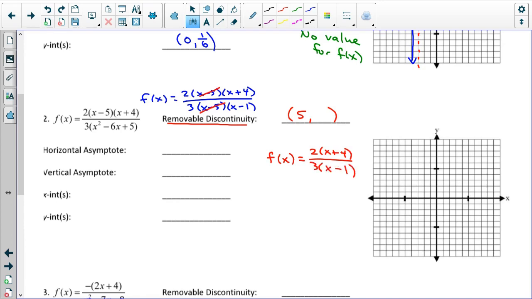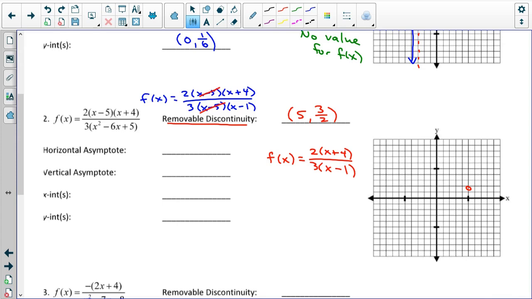So if I substitute 5 into my function, I get 2 times 9 over 3 times 4. That's 18 over 12, which is 3 halves. So at 5 comma 3 halves, there's going to be a hole. That value doesn't exist. So 5 comma 3 halves, or 5 comma 1.5, has a hole in it. It's not going to actually exist.